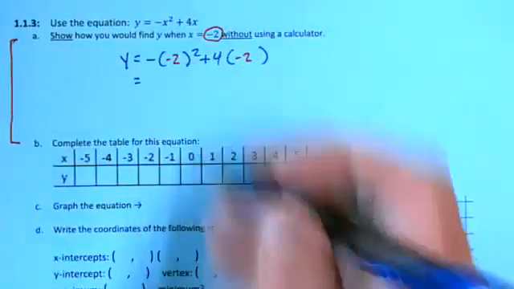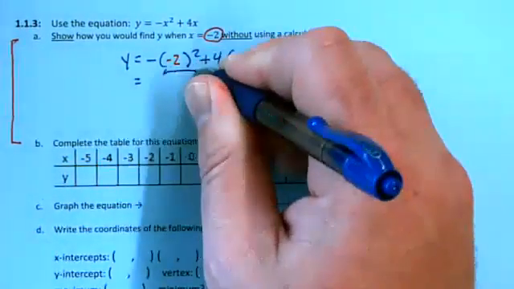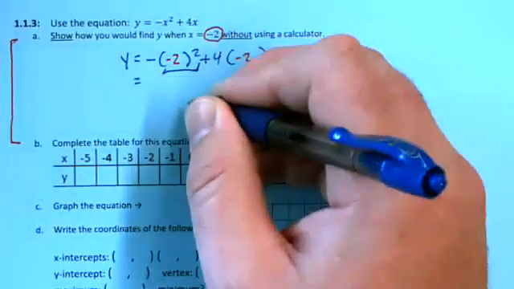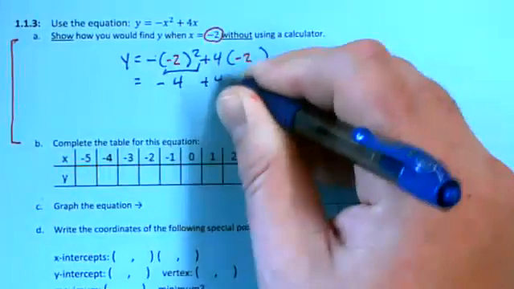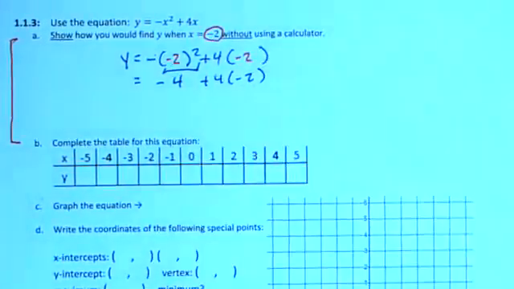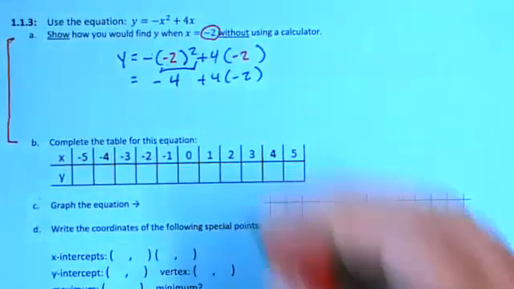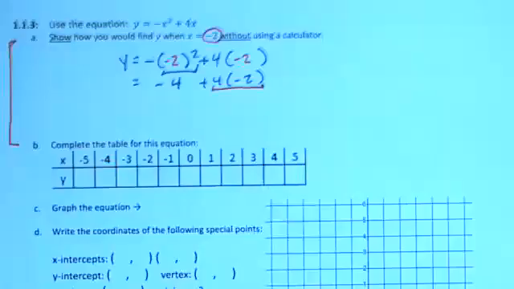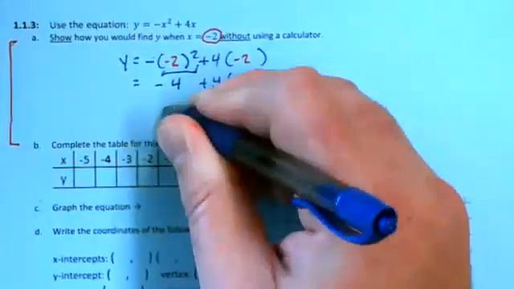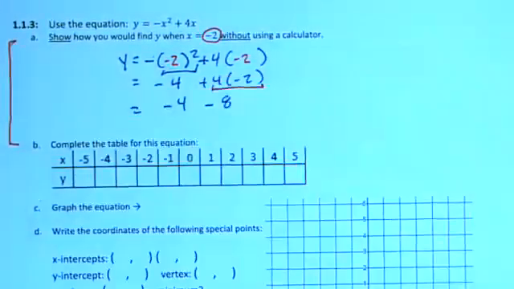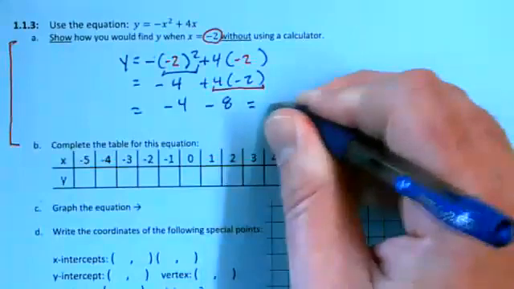So exponents would come first. Squaring a -2 means -2 times -2, which is 4. We'd bring down everything else. I've got addition and multiplication. Order of operations says multiplication comes first, so I'll do 4 times -2. That's -8. I'll bring down my -4. Now I just need to do -4 minus 8, which is -12, and that's going to be my final answer.